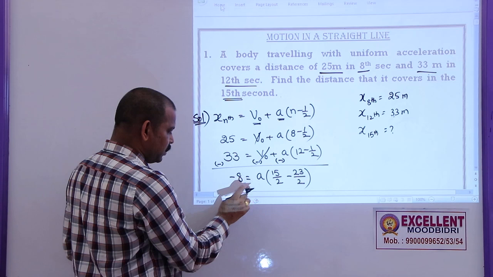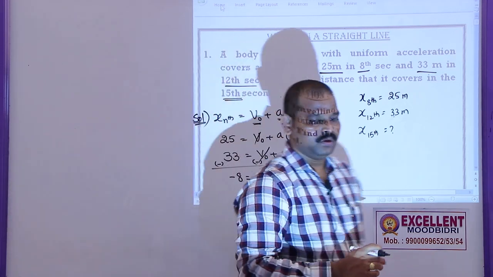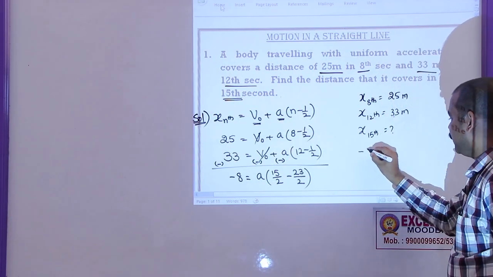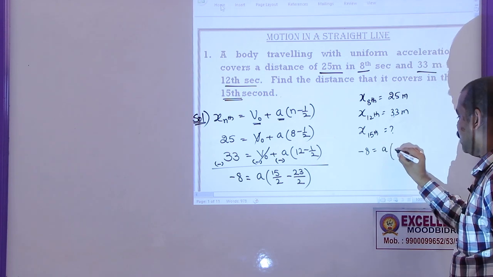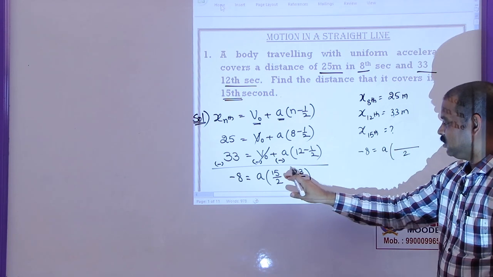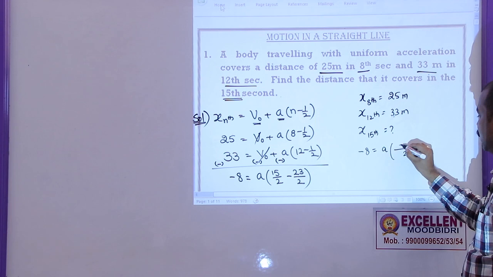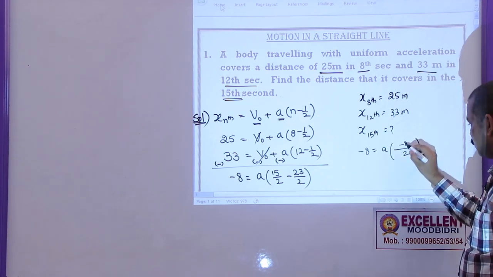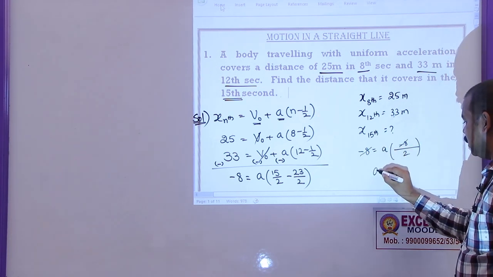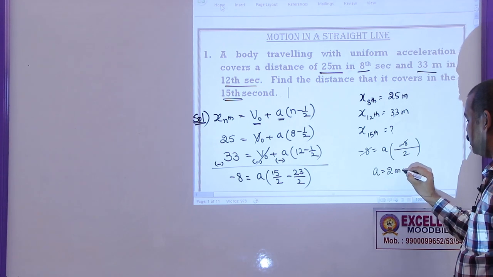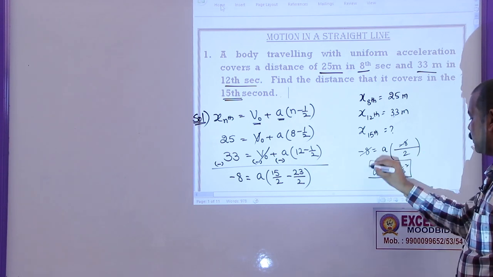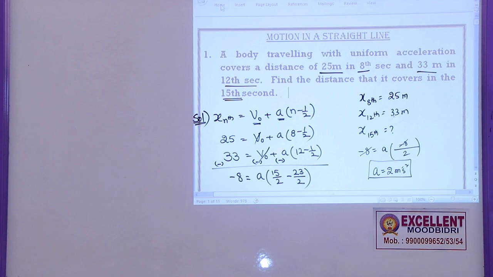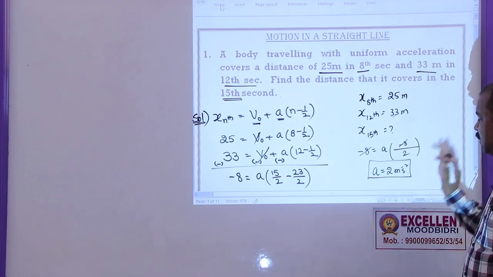Based on this I can find out the acceleration of this body. So, minus 8 is equal to A of, take LCM, 15 minus 23 by 2, this is also minus 8. So, you can cancel minus 8 and minus 8 here. The acceleration is 2 meter per second square. A is equal to 2 meter per second square.